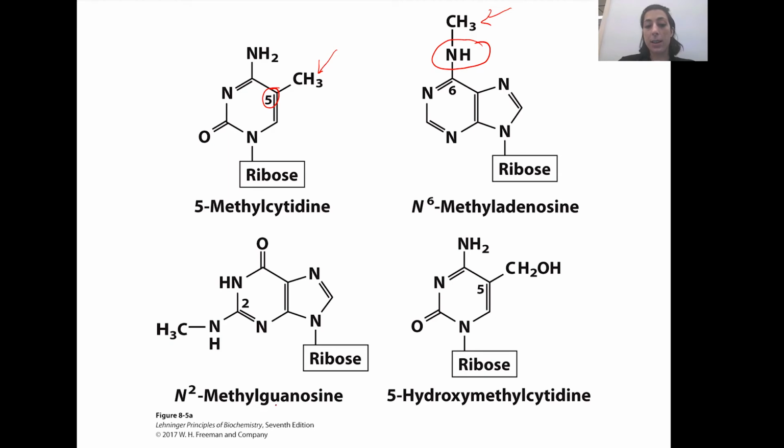A similar one here on guanosine, where we've added a methyl onto the nitrogen of the 2 position. And lastly, this hydroxymethylcytidine. So similar to our methylcytidine, also in the 5 position, but we have a whole CH2OH group that has been added.